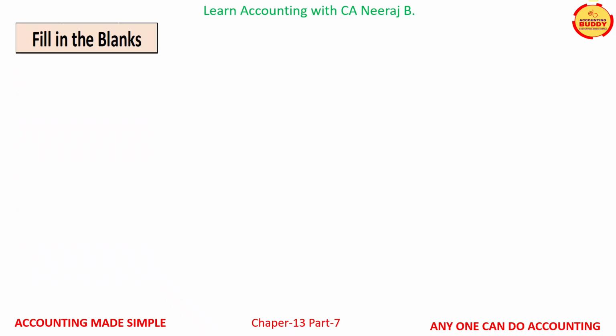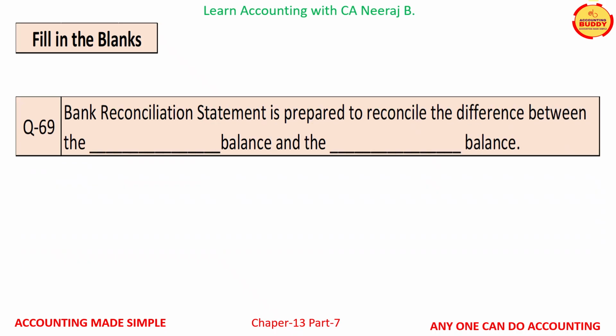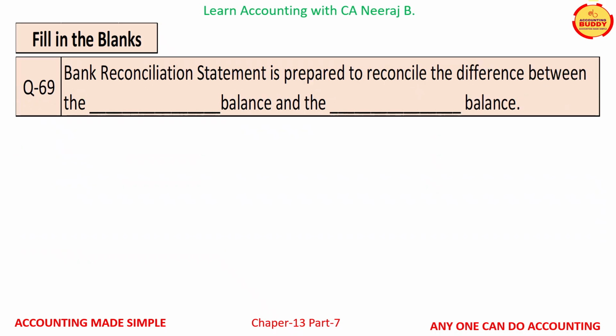In this session, we will test our knowledge through fill in the blanks questions and answers. Question number 69 is bank reconciliation statement is prepared to reconcile the difference between the dash balance and the dash balance. And the correct answer is cash book balance and the passbook balance.